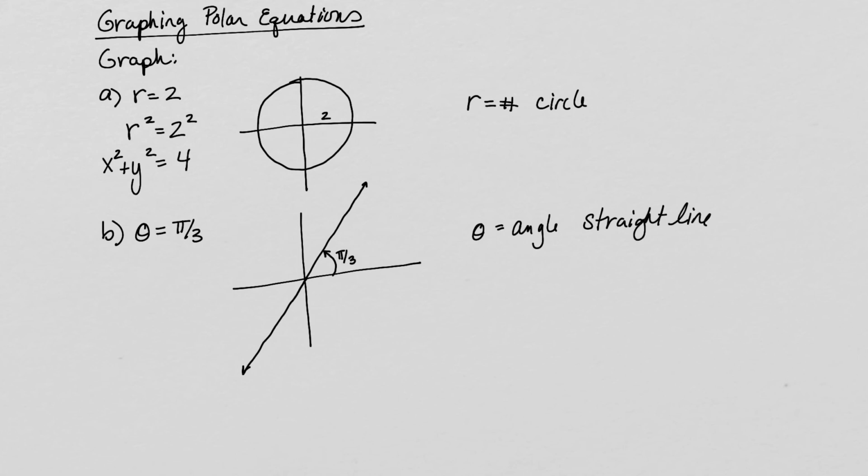And again, you can get that mathematically. Remember that we know the tangent of theta is equal to y over x. So in this case, the tangent of pi over 3 is equal to y over x. The tangent of pi over 3 is root 3. So root 3 is equal to y over x, so y is going to be root 3 x, right? So you have a line where the slope is root 3.